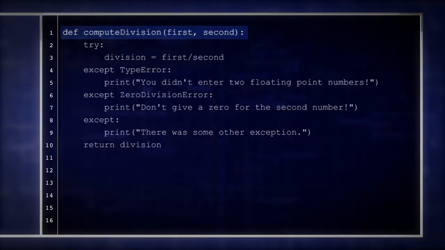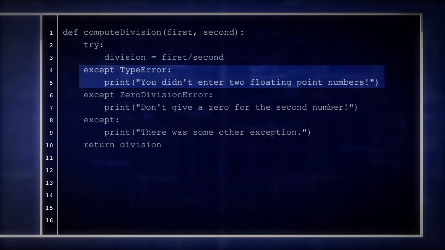Now, a segment of code could potentially raise more than one type of exception. We can deal with this by using multiple except blocks. For example, if we're writing a function that takes in a couple of numbers and divides one by the other, we could run into issues in a couple of places. We could have a problem if someone passes in a string or something weird. This would create a TypeError.